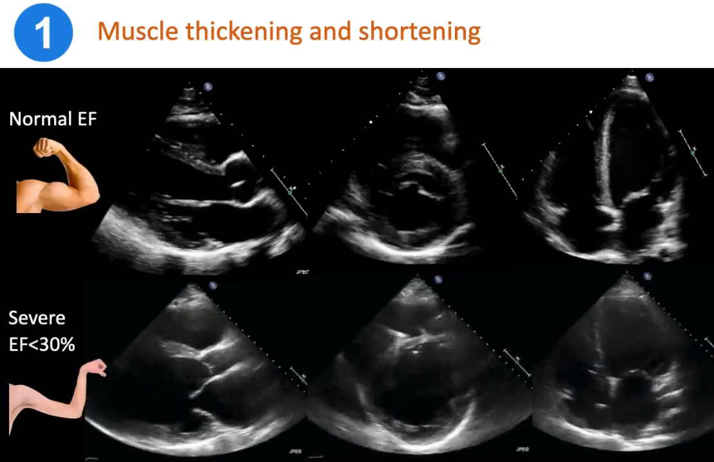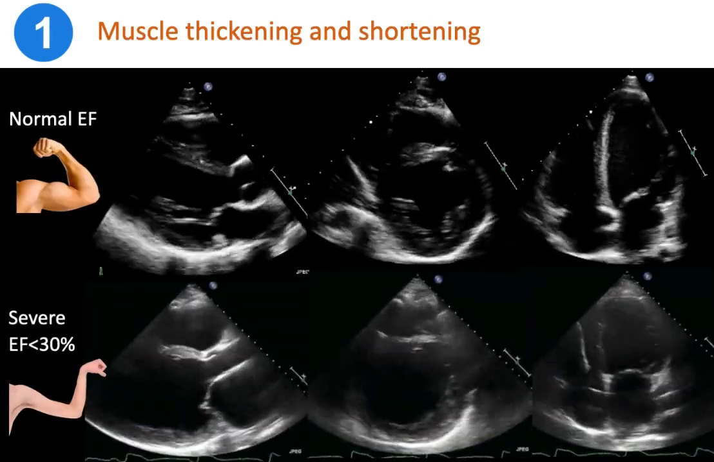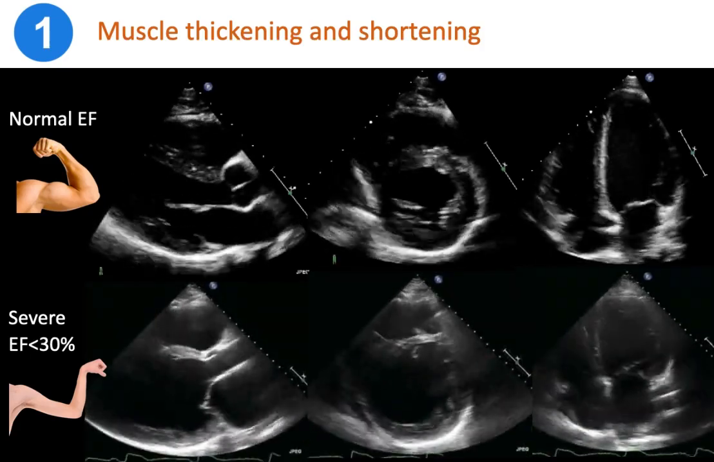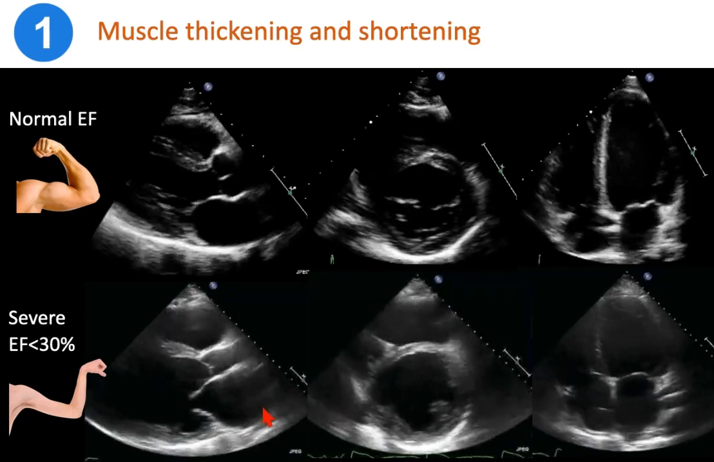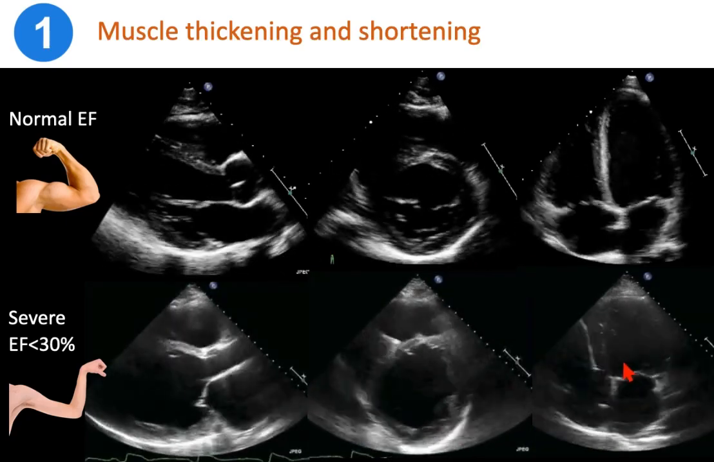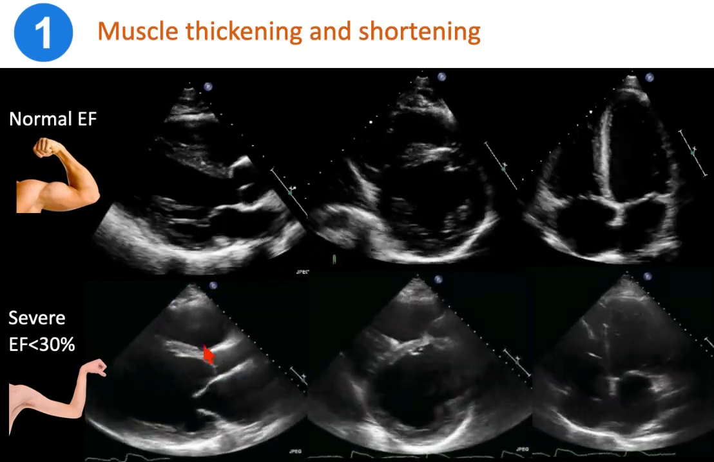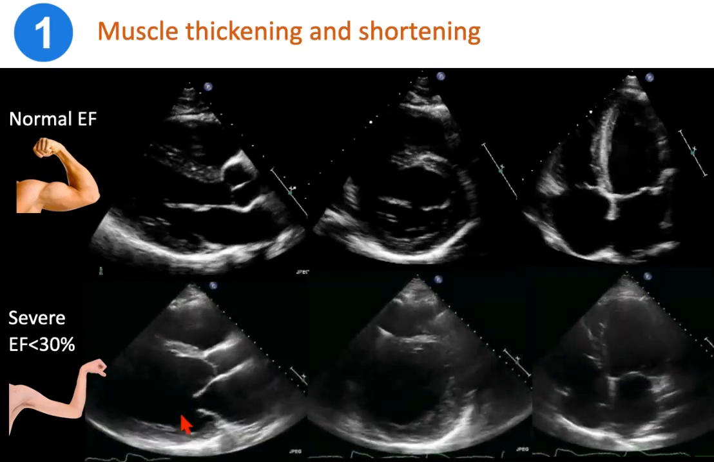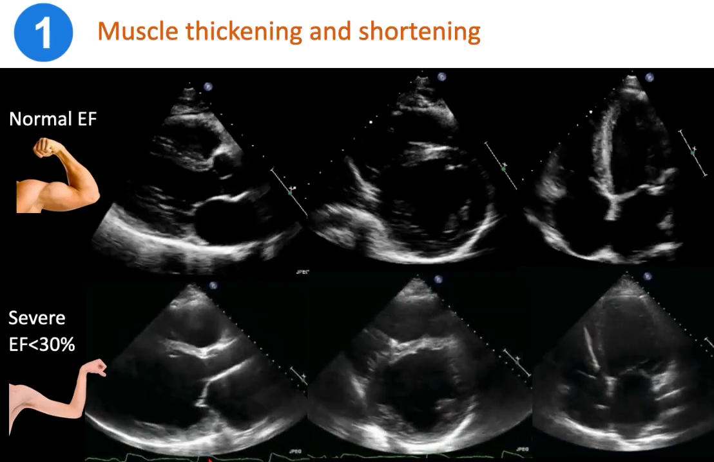Now let's compare normal contractility with the other end of the spectrum. So at the bottom of the screen here, you see generally that there is global hypokinesia. The muscles are generally thinner compared to normal. There is very poor contractility as there isn't much thickening and shortening.